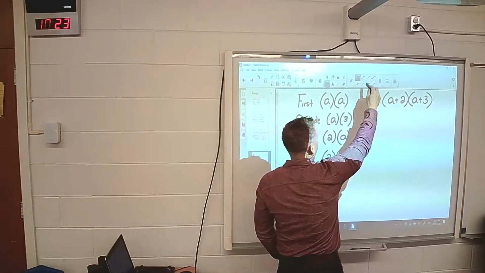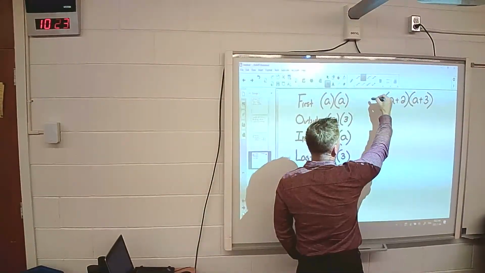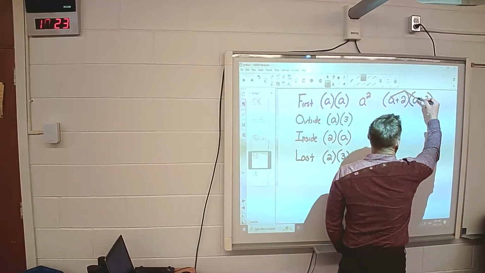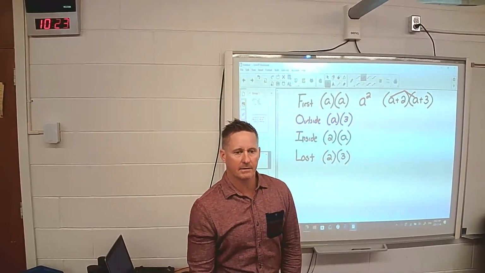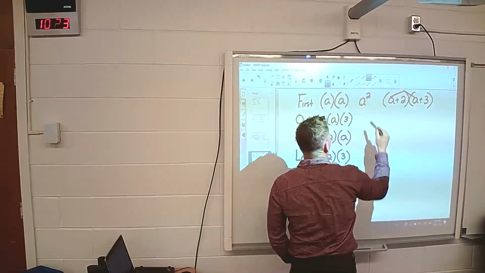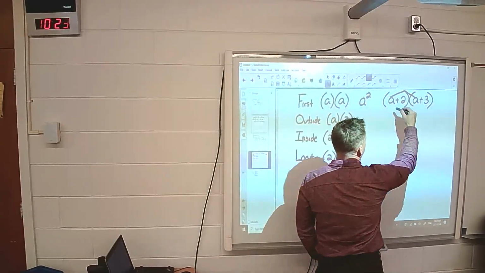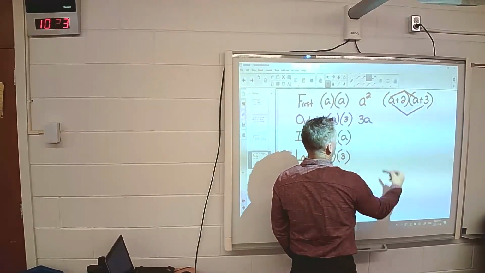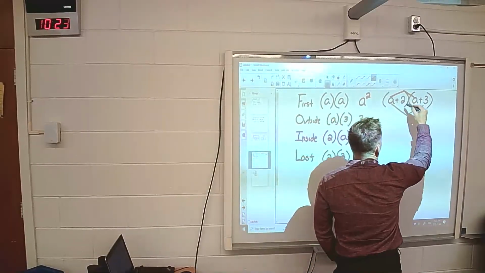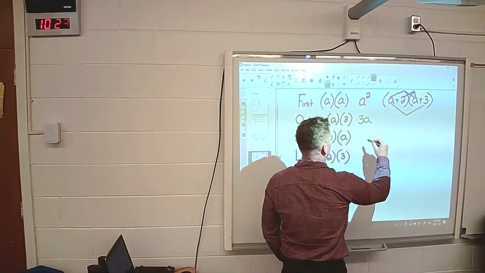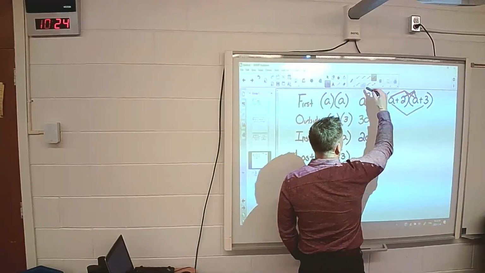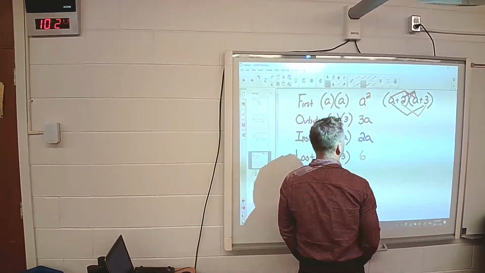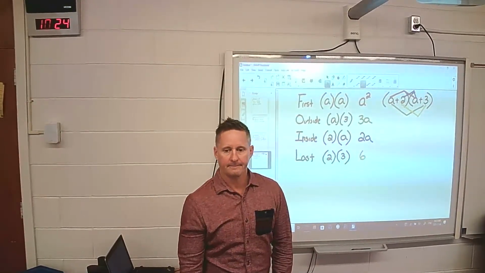All right, so by color to make this make sense. A times A is A squared. So that is this times that. That's the first in each bracket. That is your F. Your outside in each bracket is that, which gives me 3A. The inside in each bracket, 2A, and the last in each bracket, 6.